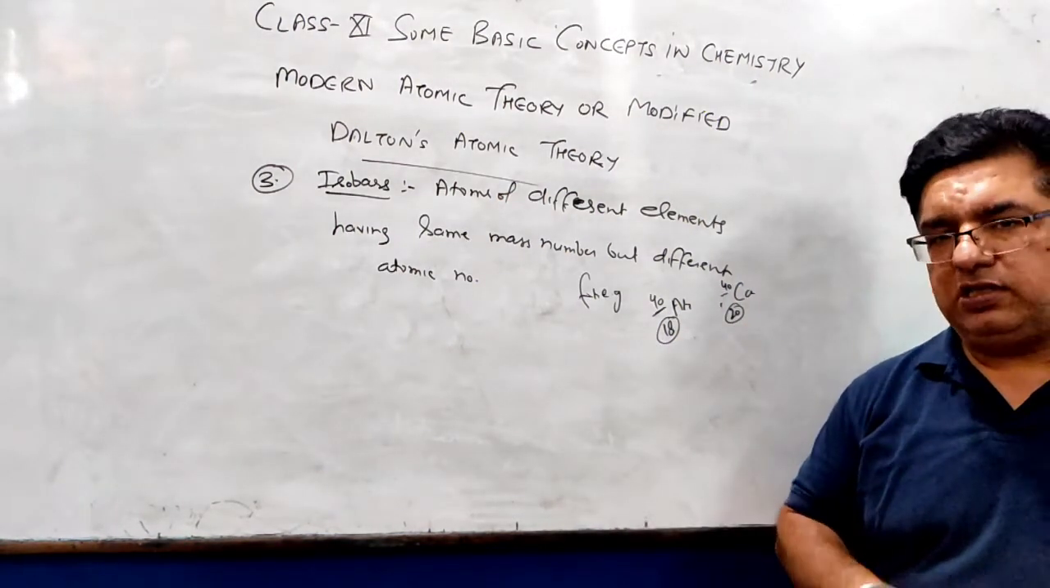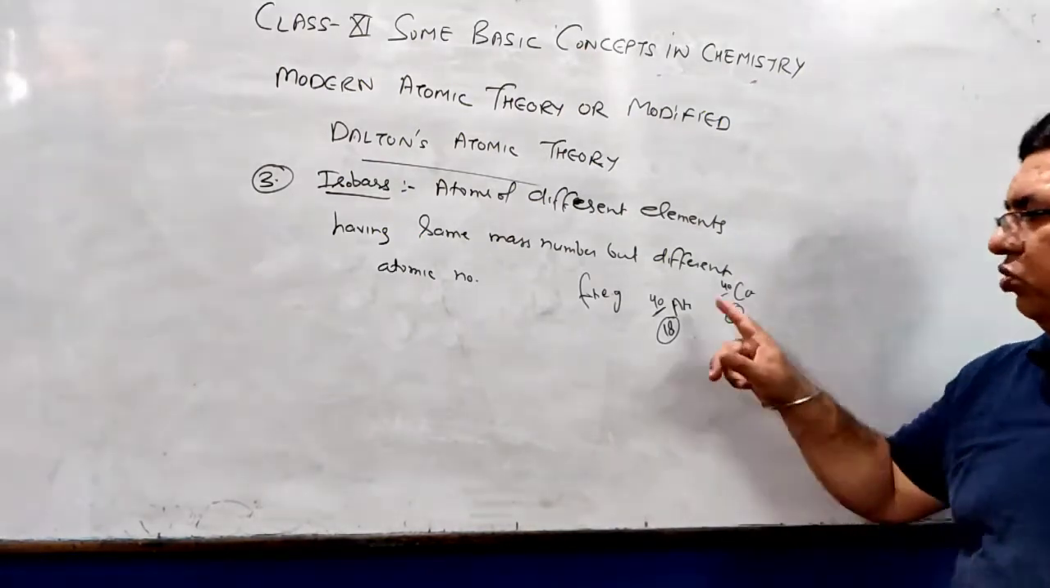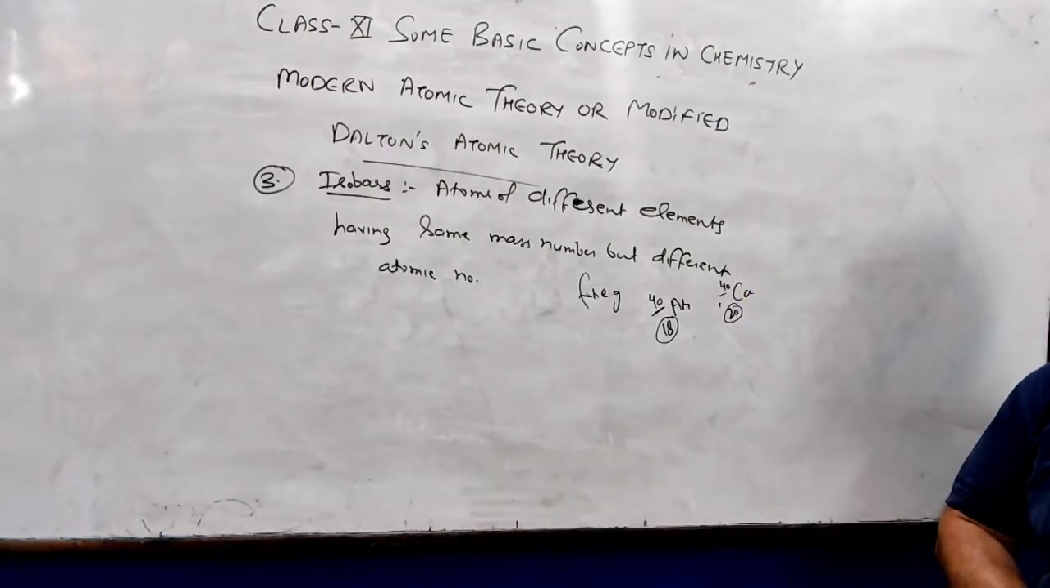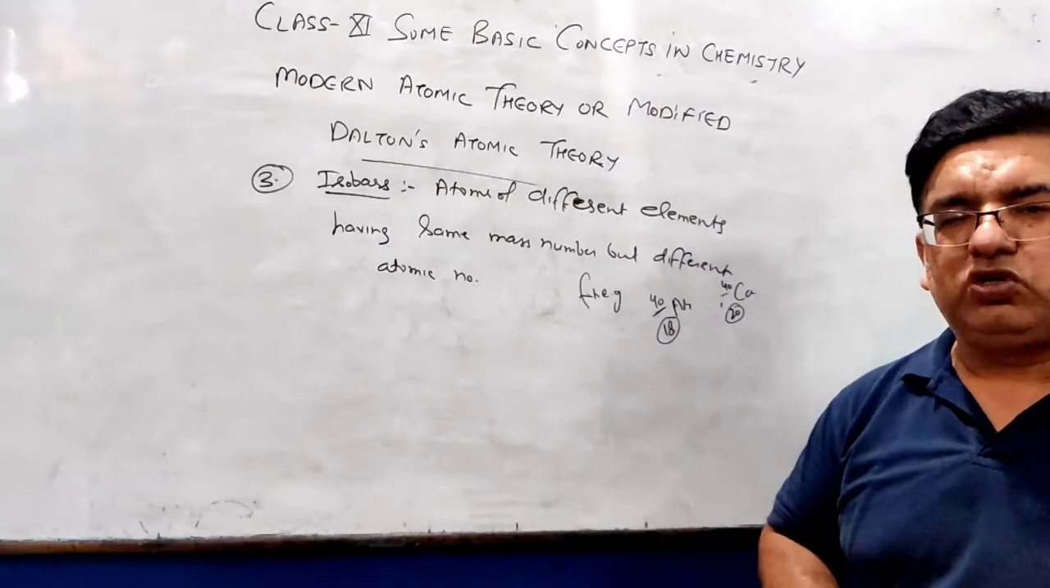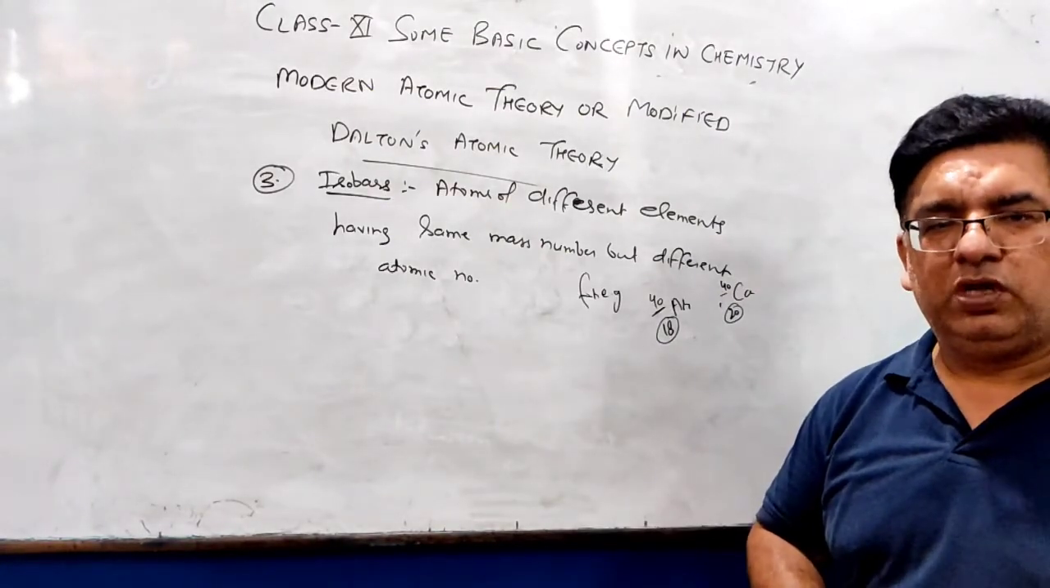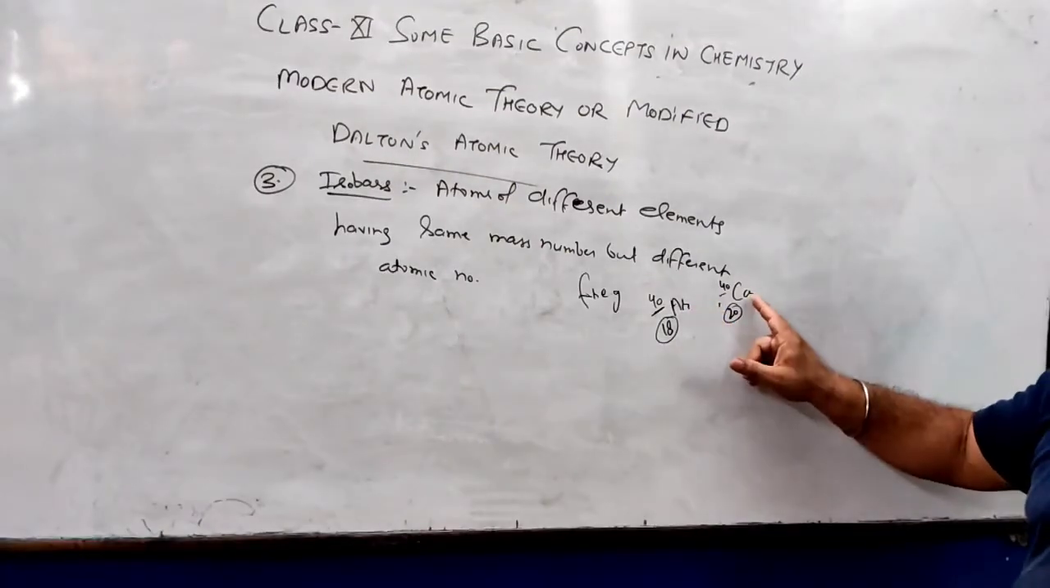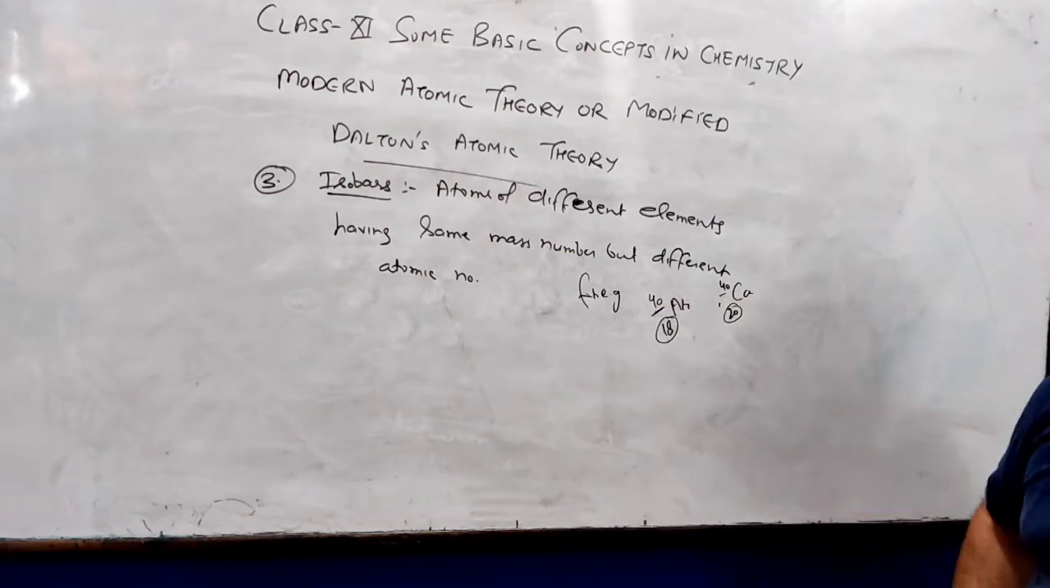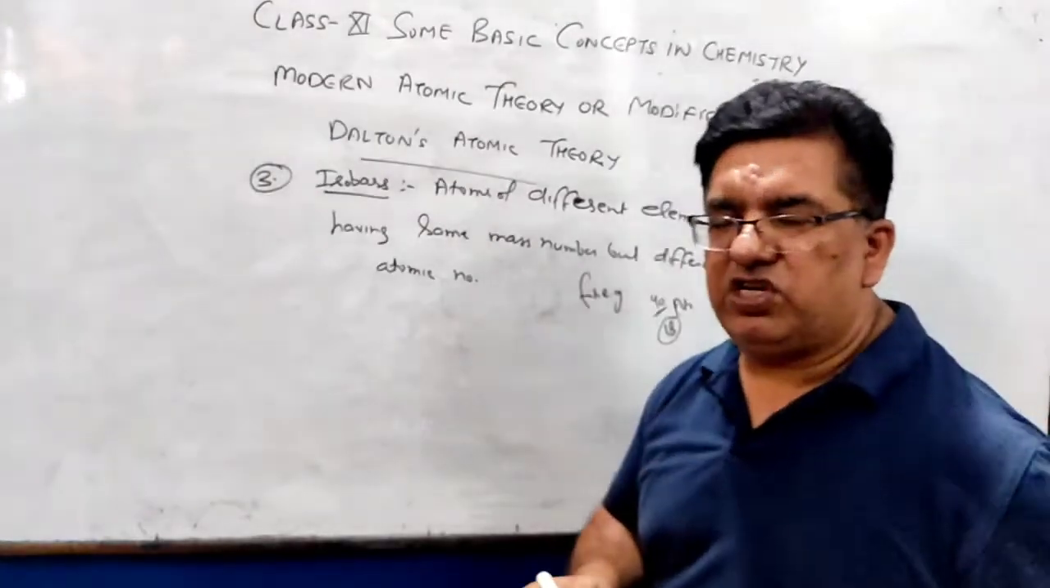So as per Dalton's के according क्या होना चाहिए था? These two are the atoms of different elements. They should be different in all respects. But here you can see that these two different atoms are having same mass number. So this is the modification.